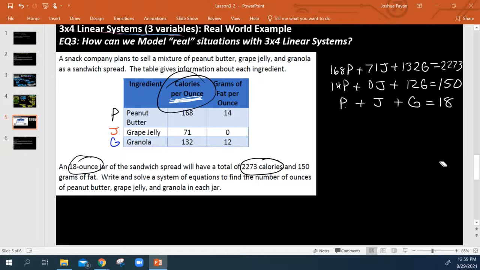I'm not going to actually solve this one. I'm going to leave this to you as extra credit. So by all means, get after it. See if you can solve it.